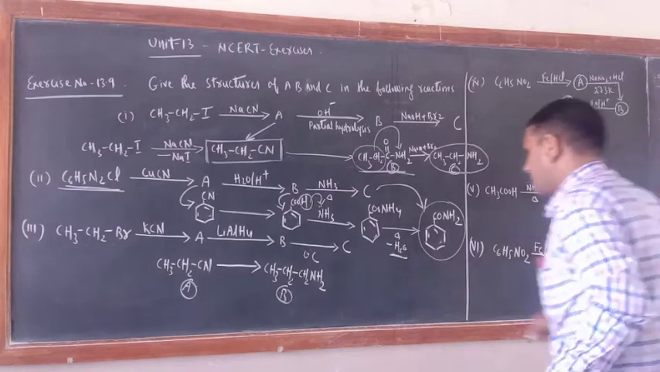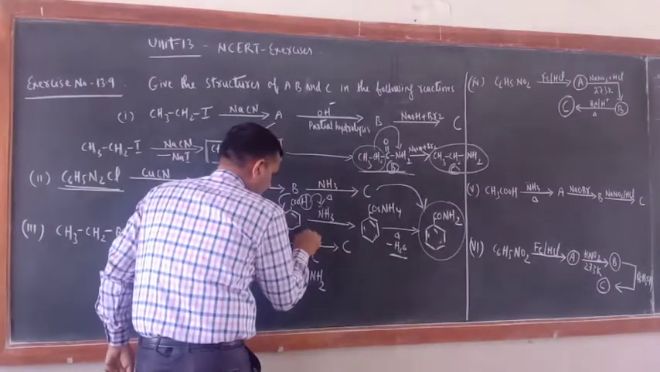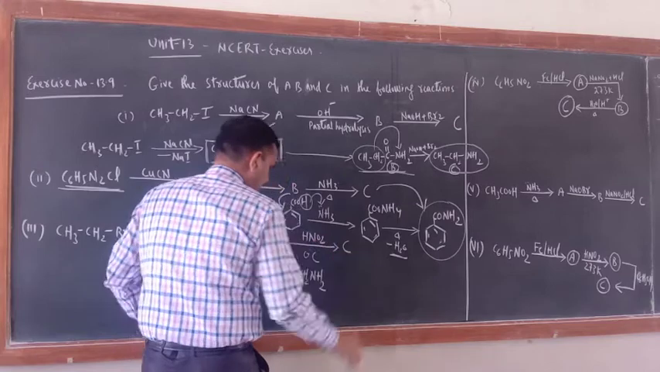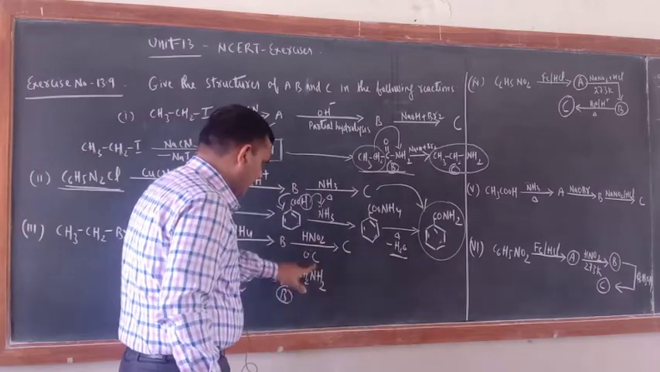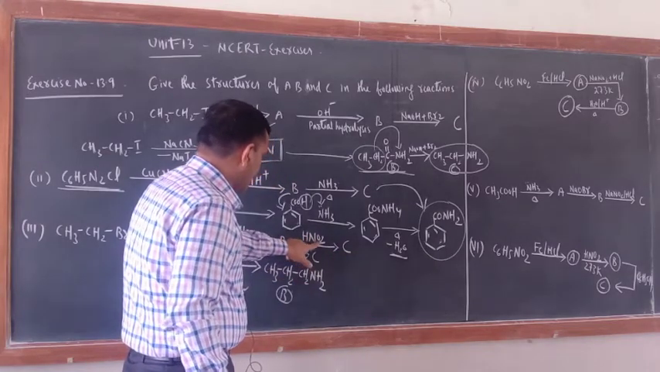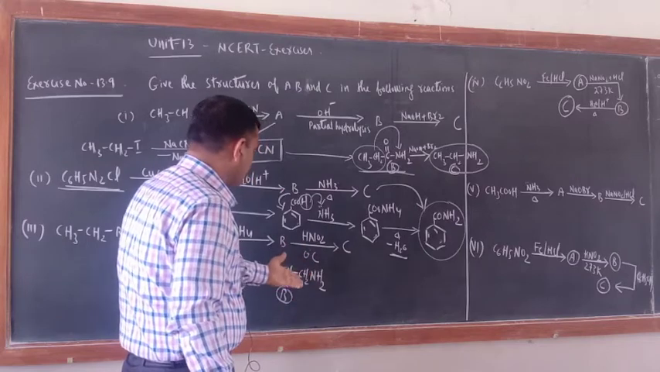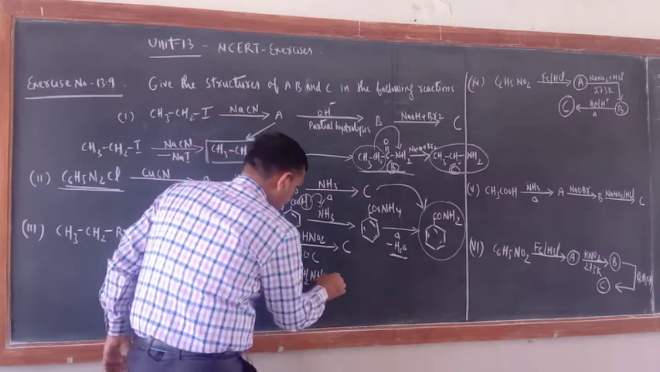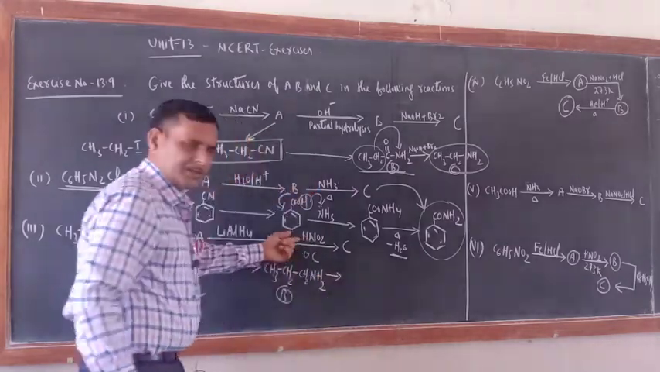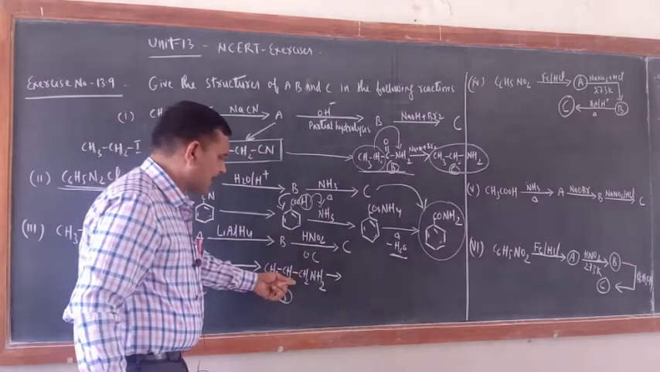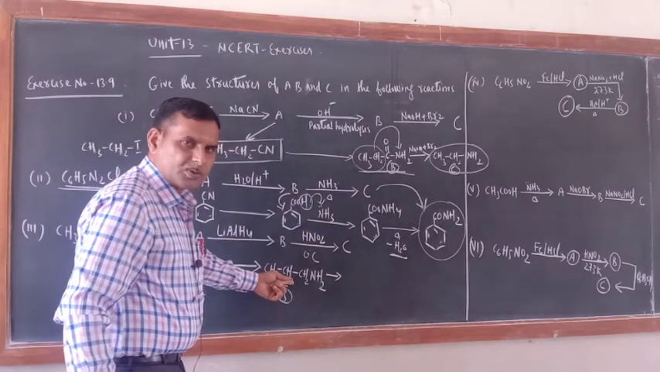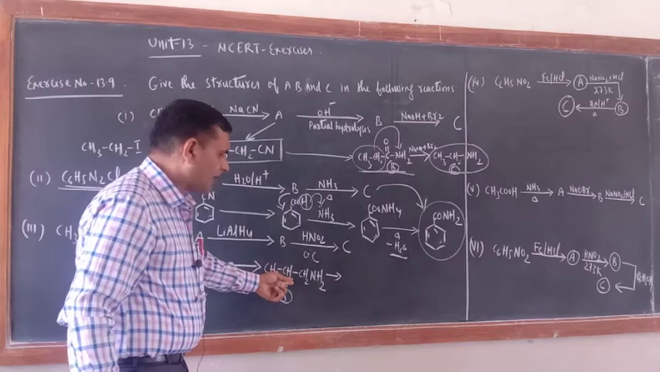HNO2 is also written here. So just see, this is a 1 degree amine. It reacts with HNO2, very simple. What would be the next one? Benzene diazonium chloride, but this is an alkyl amine, so alkyl diazonium chloride will be formed.